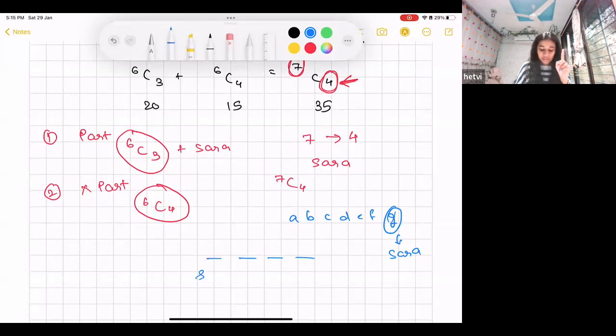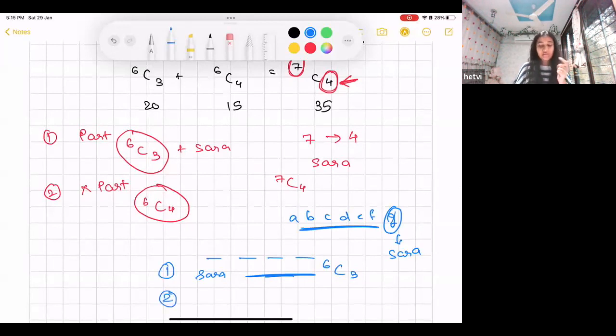One possibility is we select Sarah for sure. And then we still have 3 more places left. To fill up these 3 more places, we have 6 more people left. So out of those 6, I will select 3. And this was the first case.